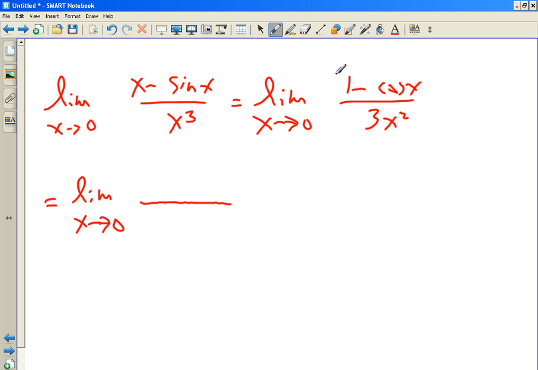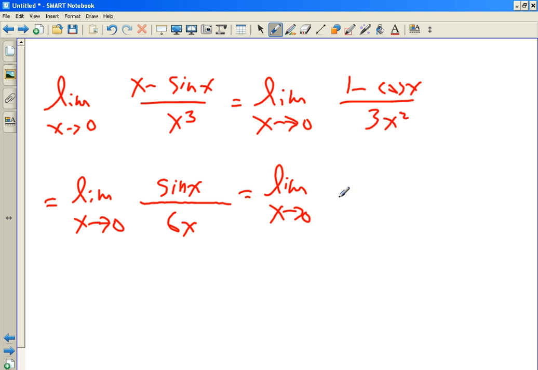So what's the derivative of this top? Sine of x, because the derivative of the cosine is negative sine, and the derivative of the 1 is 0. What's the derivative of the bottom? 6x. All right, now what happens when you plug in 0? It's still 0 over 0? Yeah, it is, isn't it? Sine of 0 is 0. 6 times 0. Do it again.